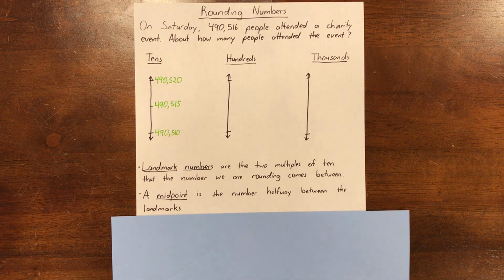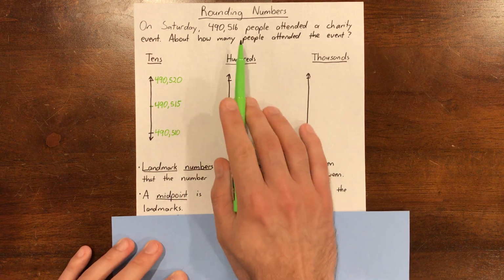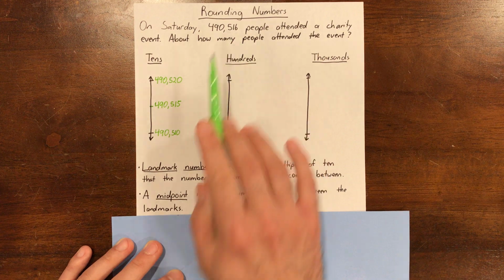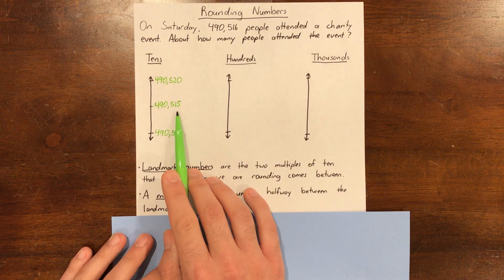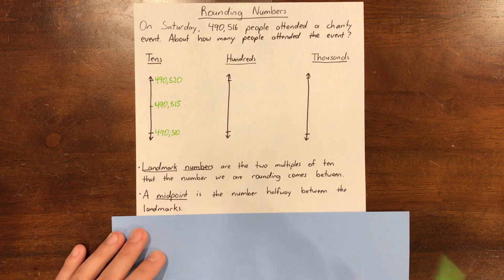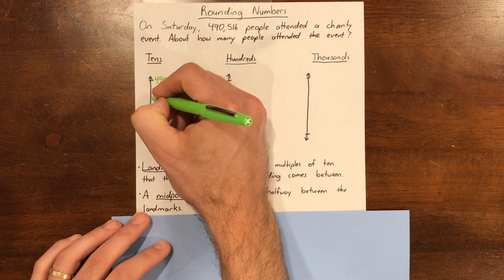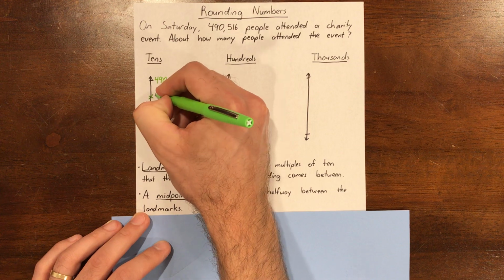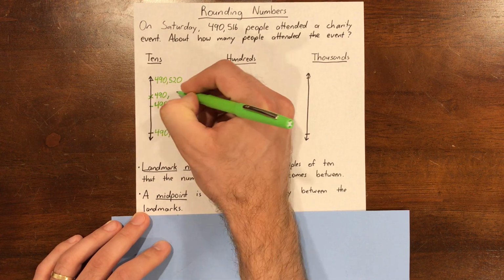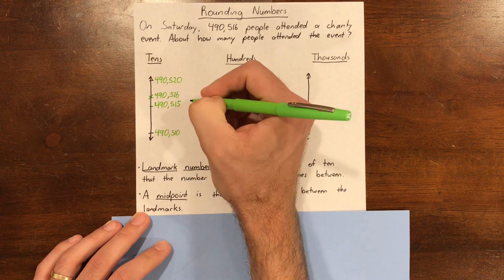Okay, great. Now we need to put our number onto the number line. So how can we decide where it goes? Say it out loud. Yeah, we could look at our tens and ones place. In our number, we have 16. That is larger than 15, which is the halfway point. So we can put our number closer to the next highest 10. I'm going to make a mark right here. 490,516. Great.